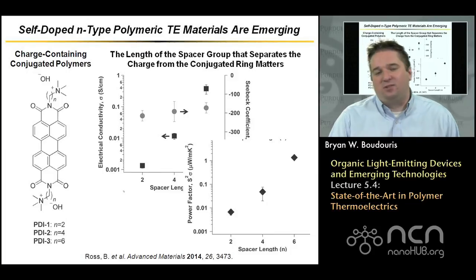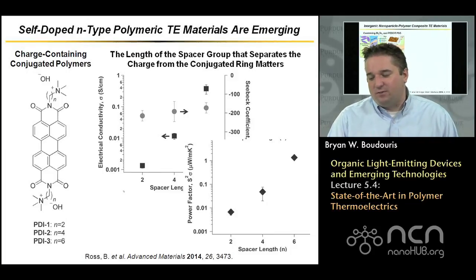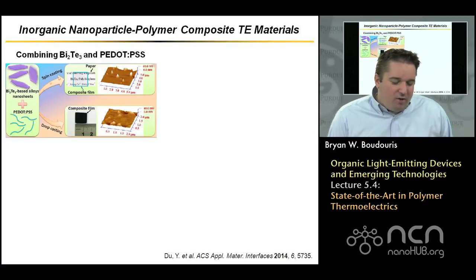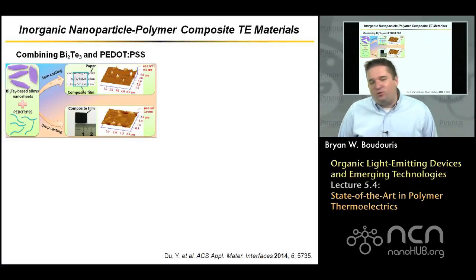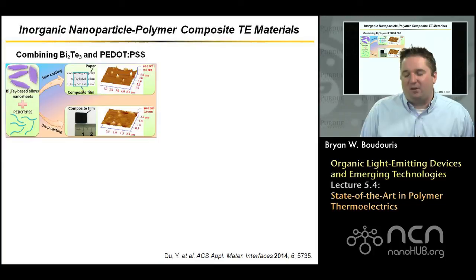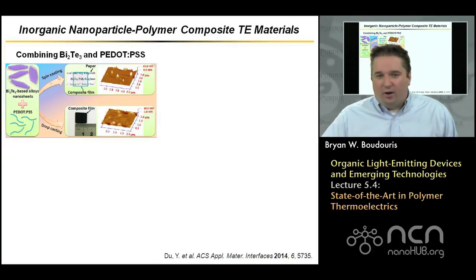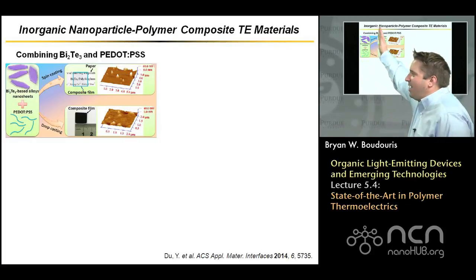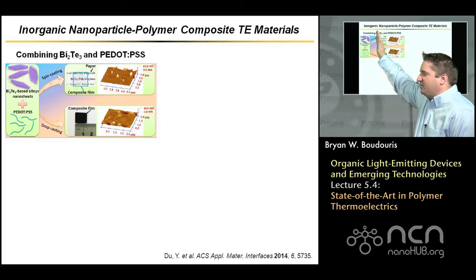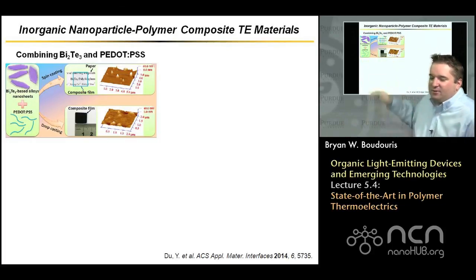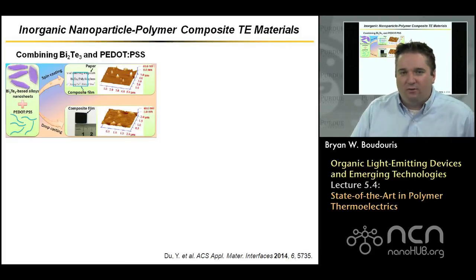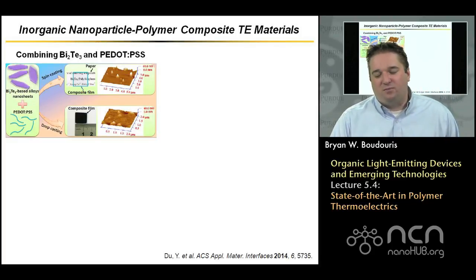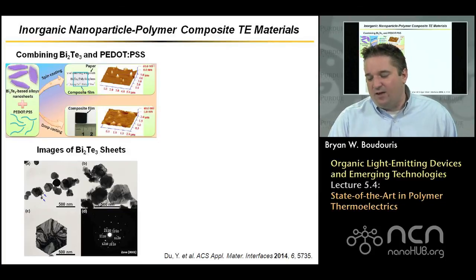Well, the last thing we'll discuss, okay, is the idea of hybrid inorganic polymer systems. And we saw on the first slide that bismuth telluride was one of the highest performing P-type inorganic materials. So maybe a rational strategy would be to combine bismuth telluride, which performs well, with an organic material, PEDOT:PSS, one of the highest performing polymer thermoelectric materials for P-types, and combine them to see if we can get some kind of synergy. Okay? And the answer is yes.